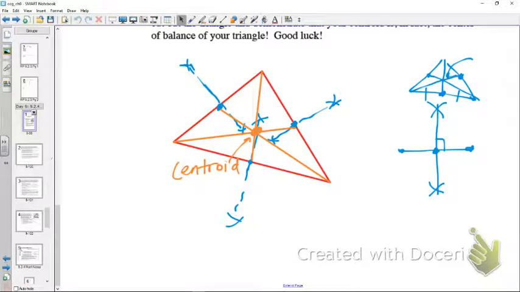And that's it. So that's the center of balance. If I were to cut this out and put my finger right on that point, it would stay in balance. Each vertex here, here, here would not outweigh the other, and it would balance technically.